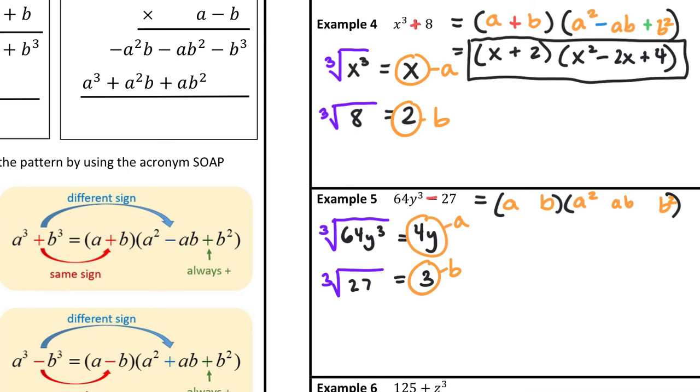So the last one is always positive. The first one is the same as the problem. So if the problem had a minus, then the first space is going to have a minus. And then the one in the middle is going to be opposite. So if the middle was a minus, then this space is going to be a plus. All right, and so then let's fill it in with A and B.